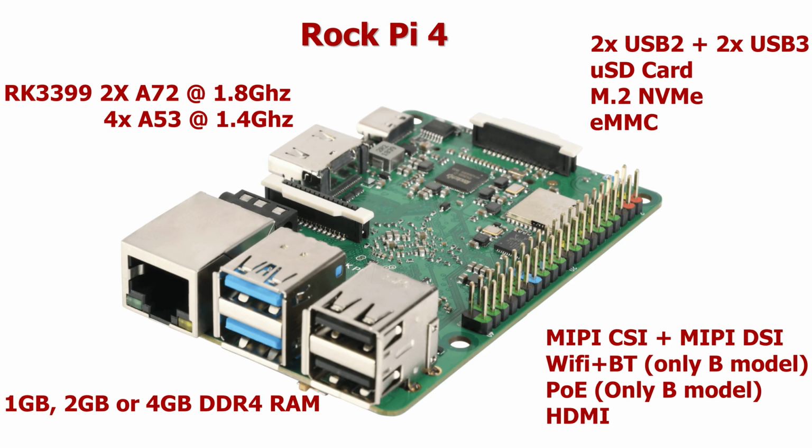It has got Wi-Fi and Bluetooth on board, but only the B models. Also power over Ethernet, only the B model. And of course, it has got HDMI on board. It also has got a 3.5mm audio jack.